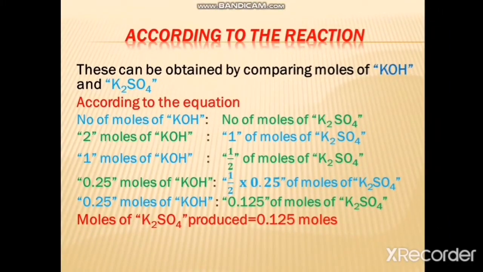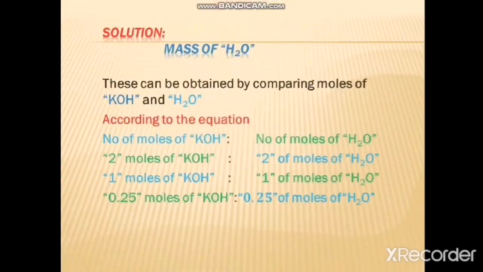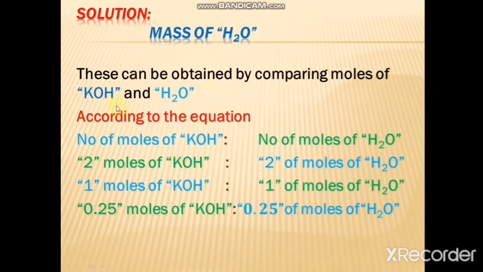Students, the number of moles of potassium hydroxide and the number of moles of water. According to the equation, as you saw before, when 2 moles of potassium hydroxide are used, 2 moles of water are produced. So from 1 mole of potassium hydroxide, 1 mole of water will be produced. So the molar ratio is 1:1.